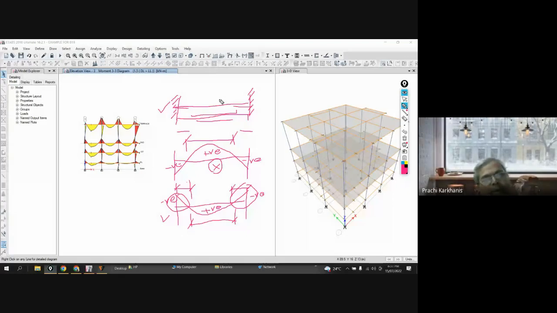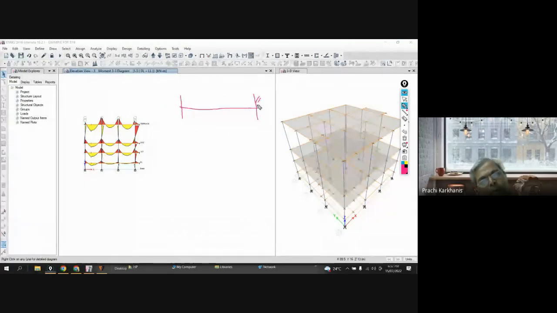Okay, let's draw the deflected shape here so that you will understand it more clearly. Let's say this is my beam. And if I want to see the deflected profile, then you can say that it will be something like this. This much of the profile will have tension on top, and in this profile you will have tension at bottom.